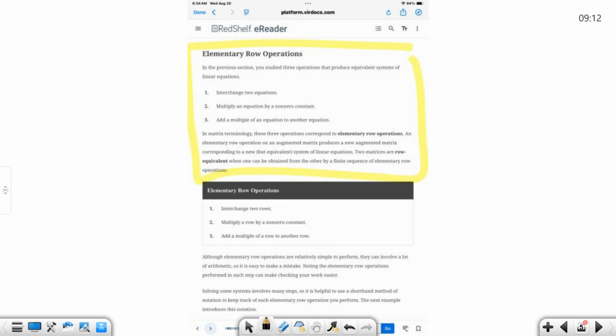The next, you have elementary row operations. Remember that you have 3 operations that you're allowed to do. They're the same ones that we had in section 1.1. I will ask you these on a test as far as a definition. You're allowed to interchange 2 rows, you're allowed to multiply a row by a non-zero constant, and you're allowed to add a multiple of an equation to another equation, or a multiple of a row to another row. Right, so those are important, and that's a short answer that I'll ask you.